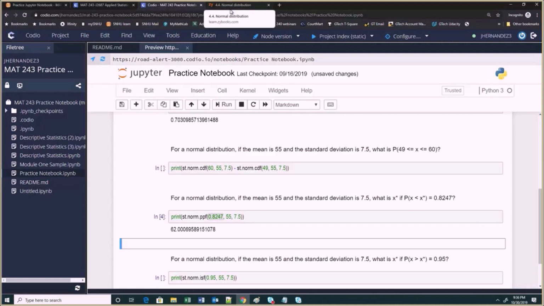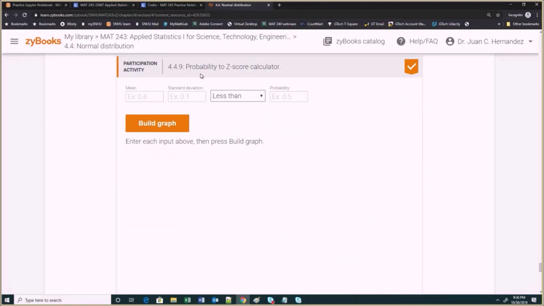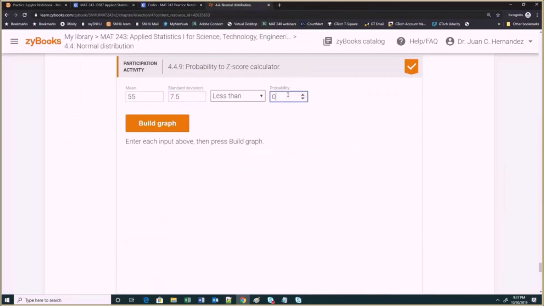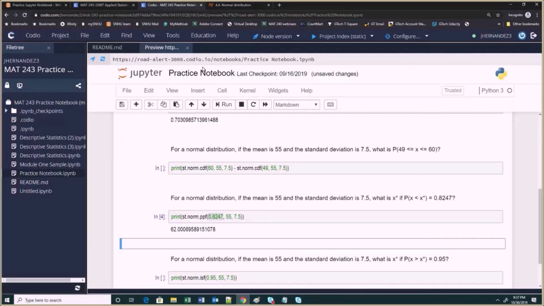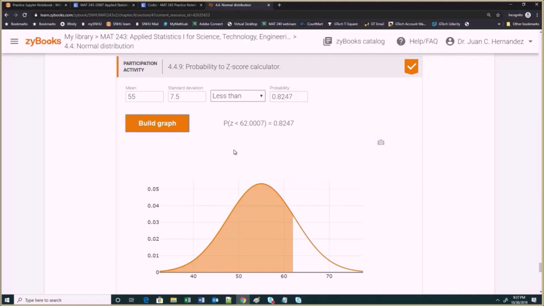Let's do this in Zybook calculator. So we're going to move to the other calculator that takes probability as input and gives us the z-score or the critical score. So the mean is 55, standard deviation 7.5, and we have a less than scenario and the probability is 0.8247. And we expect to get 62 as the answer. So here's the area that gets highlighted, and notice that I get the critical value as 62.